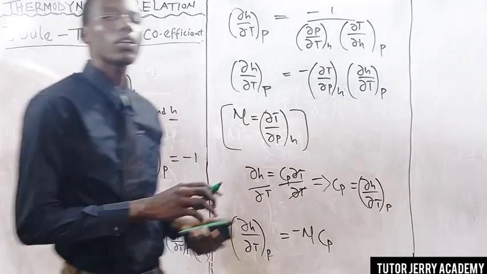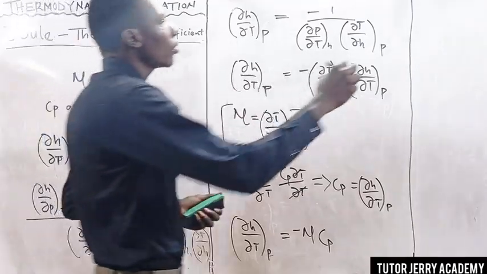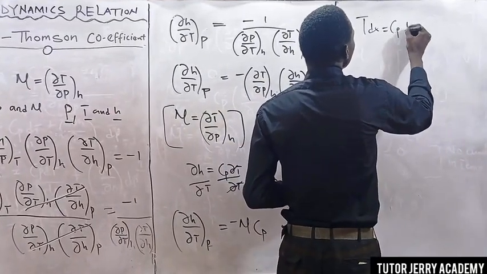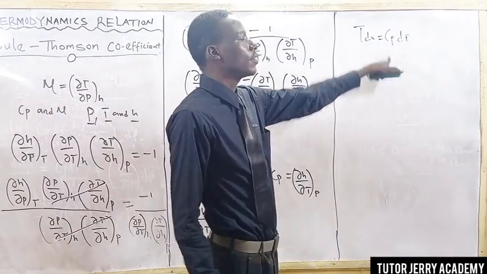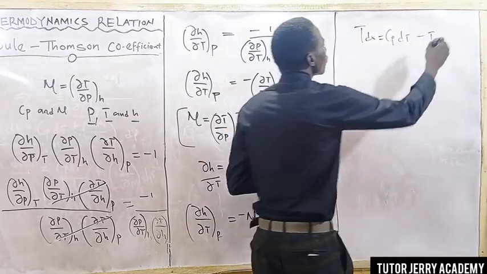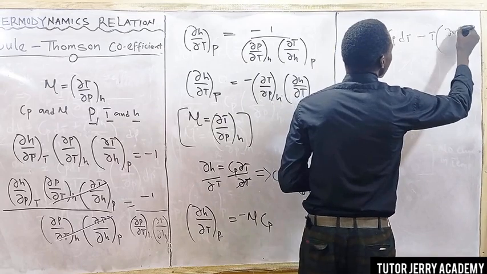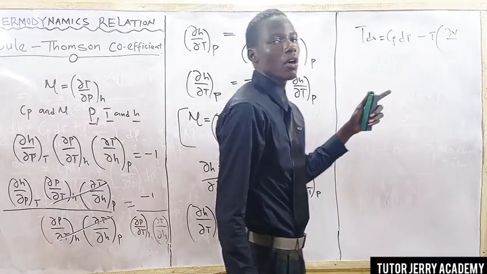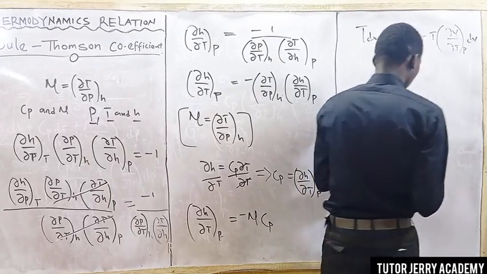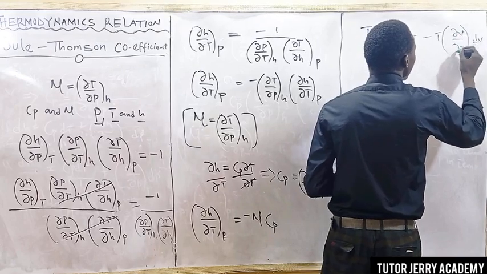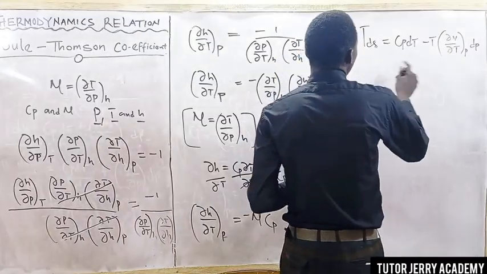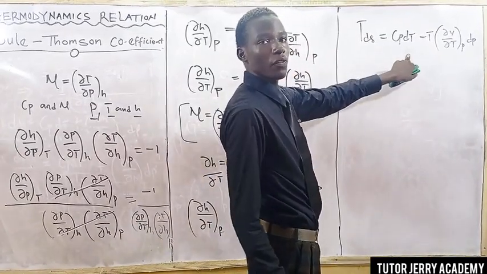Now we know that from our second TdS equation, TdS is equal to Cp dT minus T into the partial derivative of V over the partial derivative of T, keeping P constant, dP. This is what we have from our first TdS equation, and this is our TdS equation. You can find the proof of this equation in our previous videos.